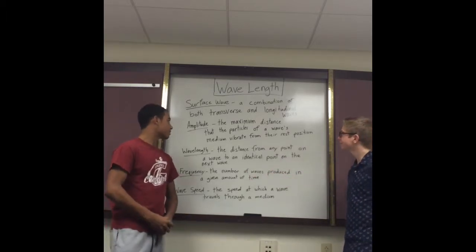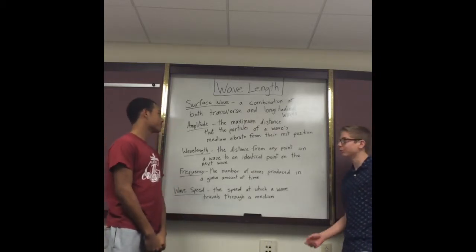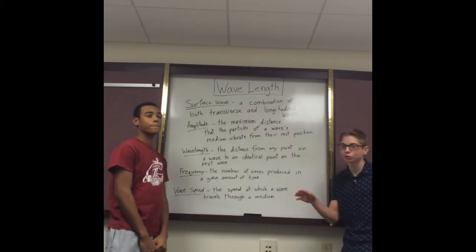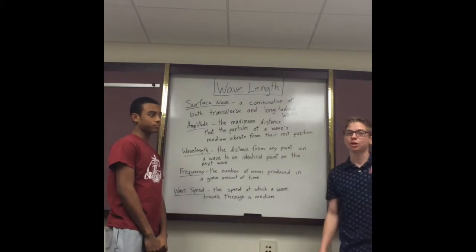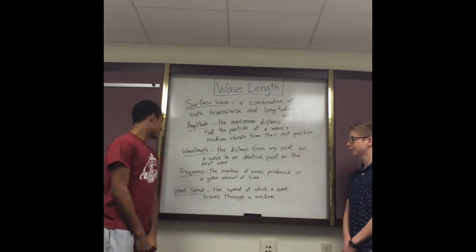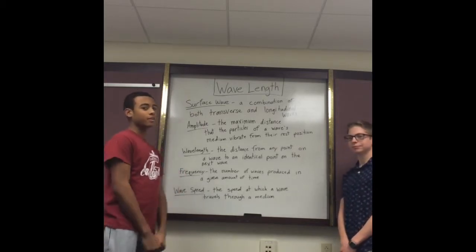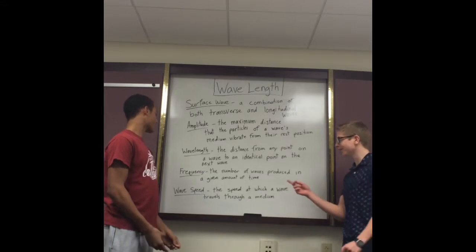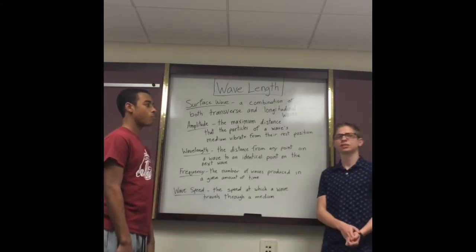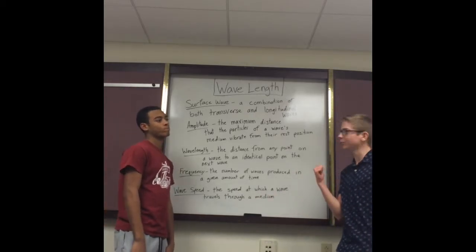Next we have amplitude. Amplitude is the maximum distance that the particles of a wave's medium vibrate from their rest position. Wavelength: the distance from any point on a wave to an identical point on the next wave, such as trough to trough or crest to crest. Next up is frequency, the number of waves produced in a given amount of time. Next we have wave speed, the speed at which a wave travels through a medium, such as the speed of light. So, over and out, we're done with vocab part 1.